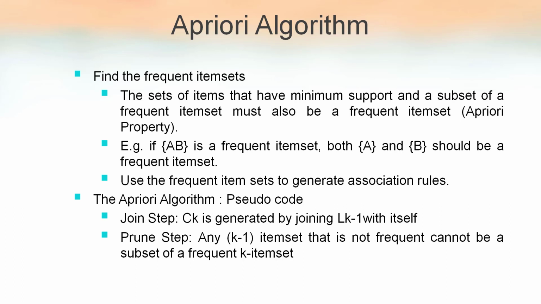The pseudocode of the Apriori algorithm contains two steps. First step is the join step. Here Ck is a candidate set generated by joining Lk-1 with itself. We will see it in detail. Next is the prune step. Any k-1 item set that is not frequent cannot be a subset of a frequent k item set.